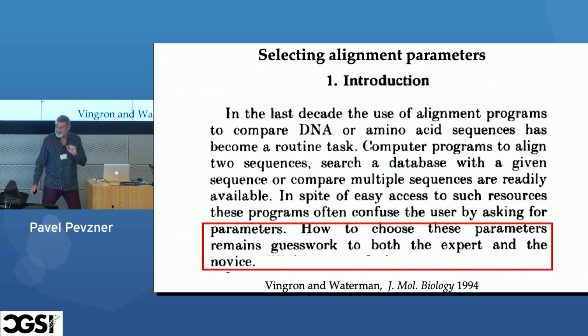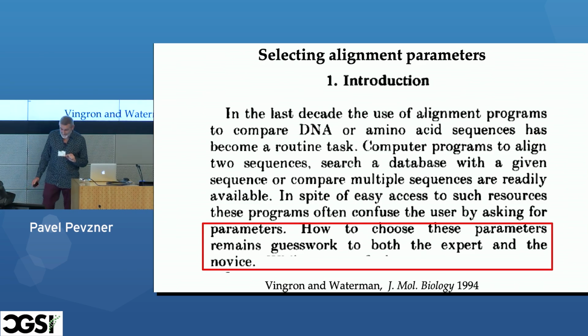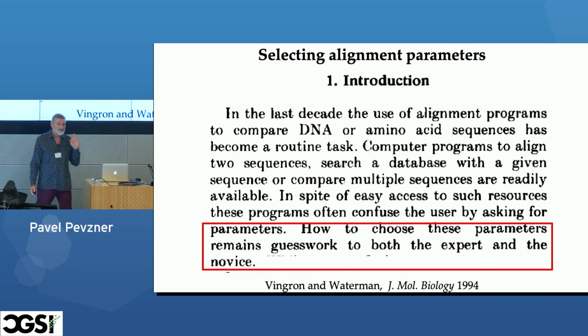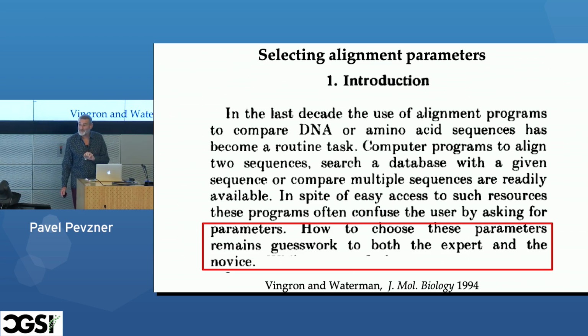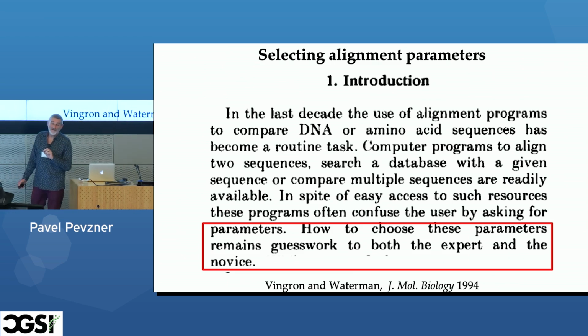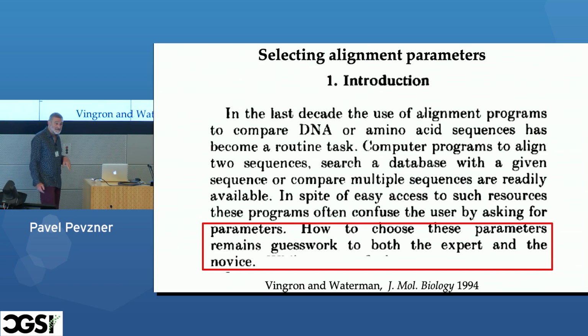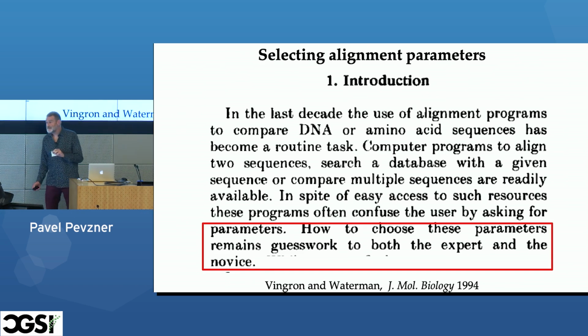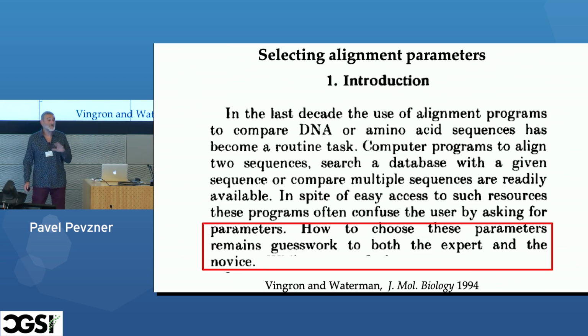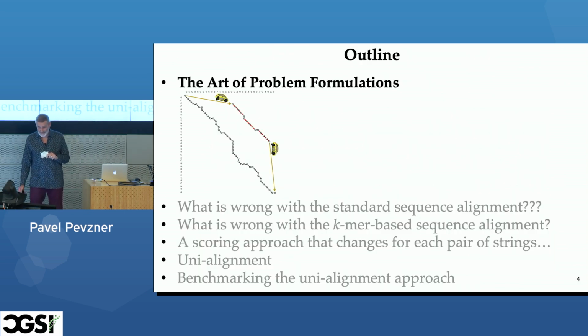returning back 30 years ago to a famous paper by Waterman and Smith, how to choose these alignment parameters remains guesswork to both the expert and the novice. A lot of things changed in the last 30 years. We now know a little bit how to select these parameters, even so a very small fraction of bioinformaticians actually get into the Baum-Welch algorithm and really select parameters. And in many cases, this procedure is completely inappropriate for the biological task at hand.